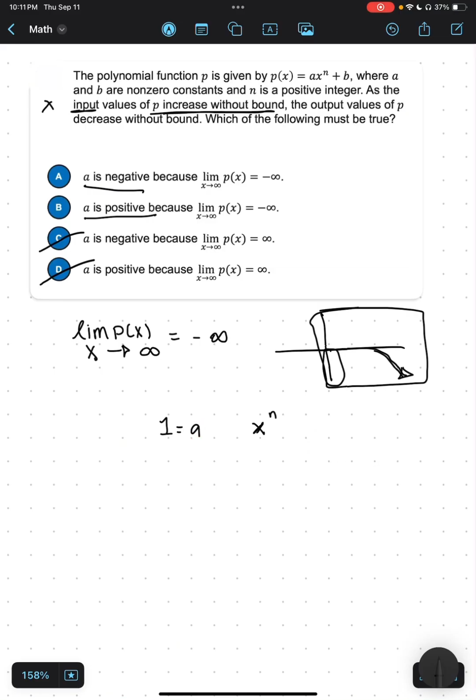And it has to be a positive integer. So it can be either 2 or 3. All right? So we know if it's x to the power of 2, the graph would look either something like this, going all the way up, or something like this, going all the way down.